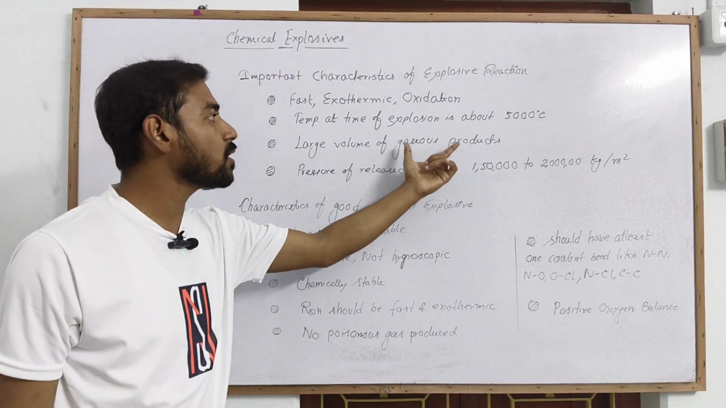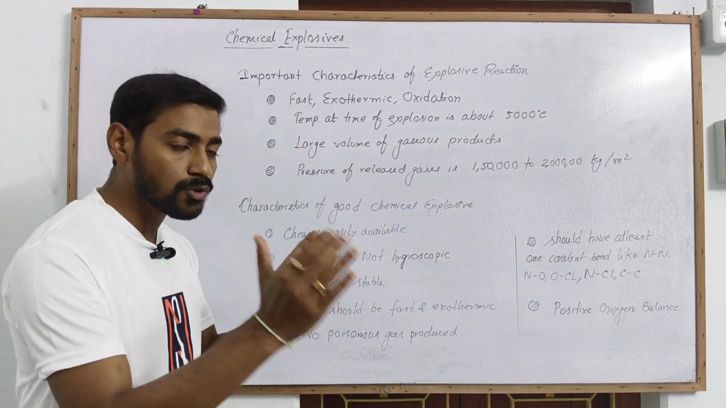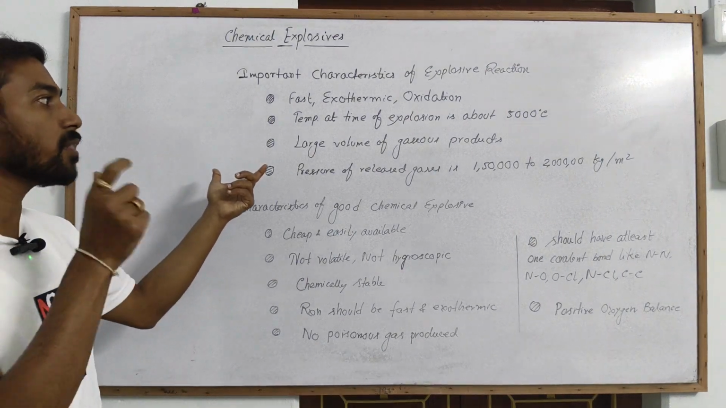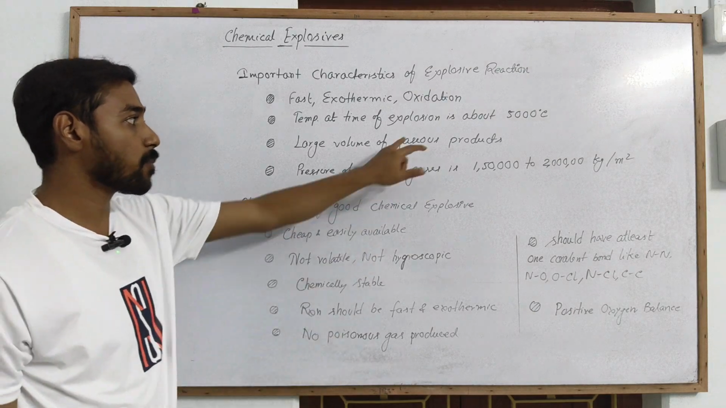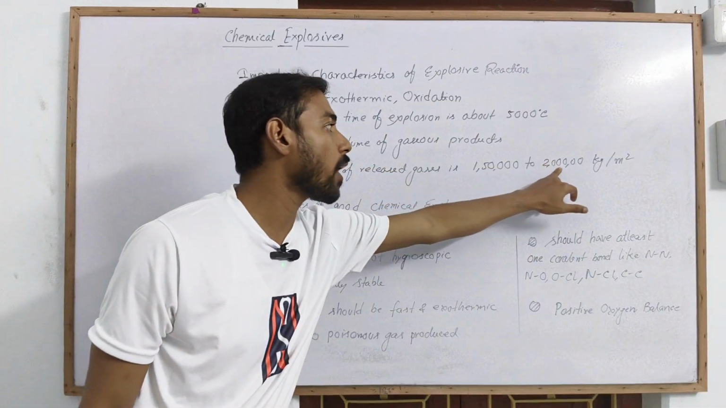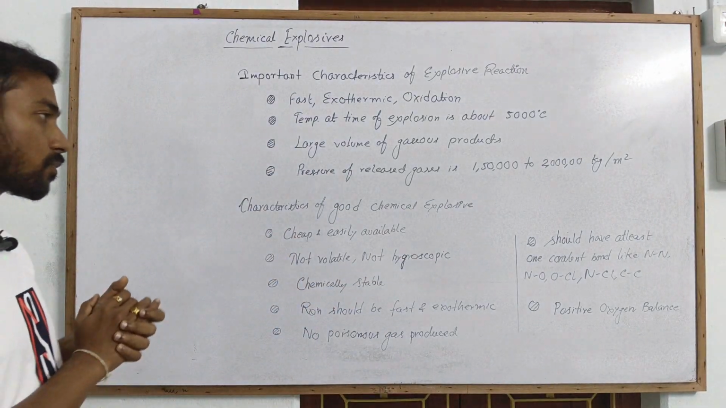But the important thing is the volume. The volume of these gaseous substances is actually 10,000 to 20,000 times that of the explosive material. So this is the main thing you should notice. And the pressure of the released gases, that is the product pressure of the released gases, is 1,50,000 to 2 lakh kg per centimeter square when the explosion occurs.